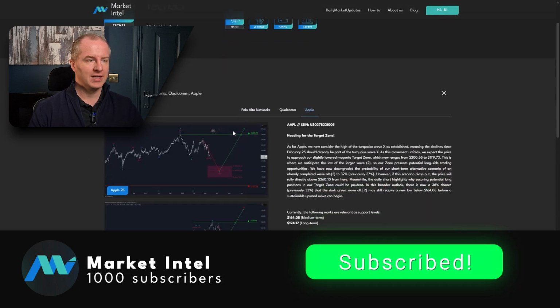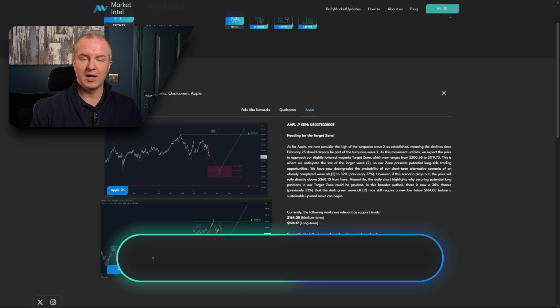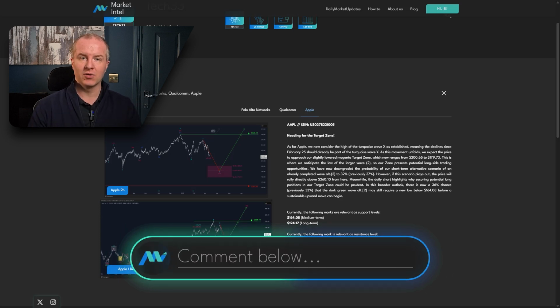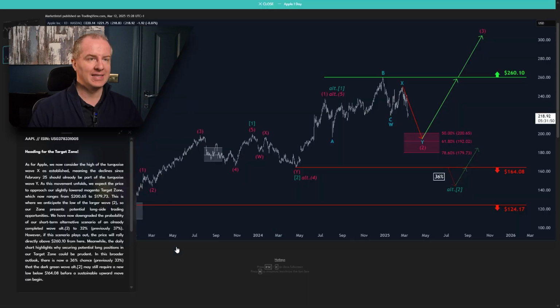And today we want to take a look at the Apple chart first, the one-day time frame, then the two-hour chart. So we start with the context and then take a look at the shorter time frame. So you're going to get a very good idea of where we might be heading. So let's start with the daily time frame.